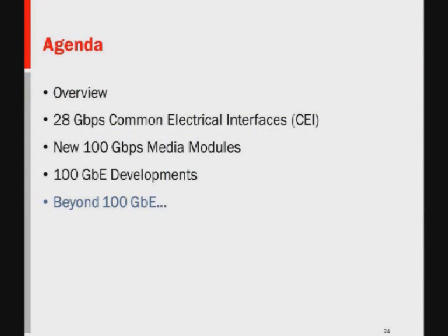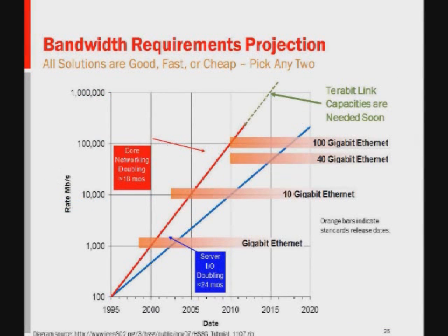Then if we look at what's going on beyond 100 gig, people want faster interfaces, and that's great. We agree the industry needs faster interfaces. Unfortunately, we have these constraints. And I thought of this saying that we have in the industry that says all solutions are good, fast, or cheap, and pick any two. And that's really true with any problem in networking, I guess. But this is where we are, especially with higher speed interfaces.